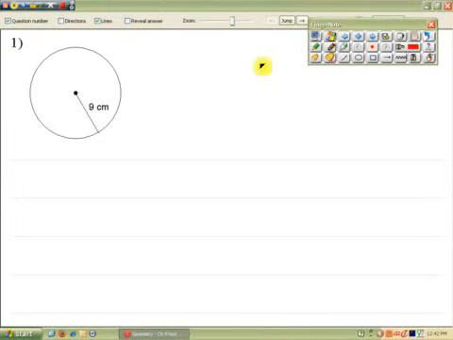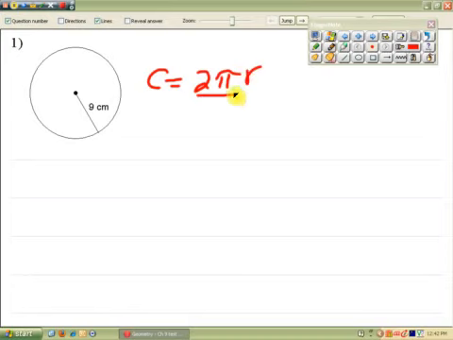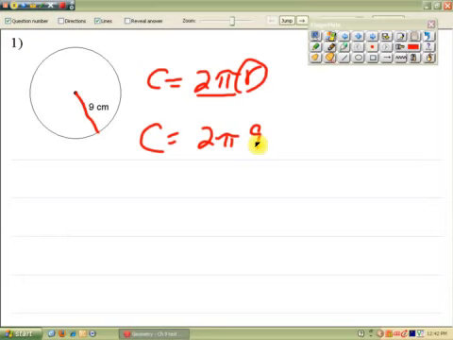Alright, I'm going to go through the test review here for the test tomorrow. And basically, to find the circumference of any circle, you take 2 times pi times the radius. Well, in number 1 and 2, the radius is given as 9. So for number 1, your circumference will be 2 times pi times 9, which is 57 if you round it.